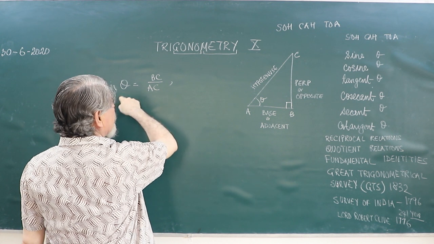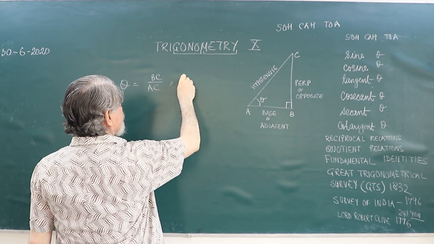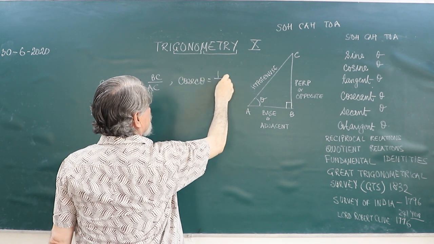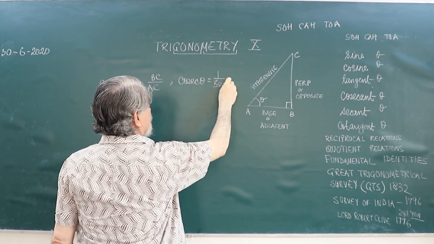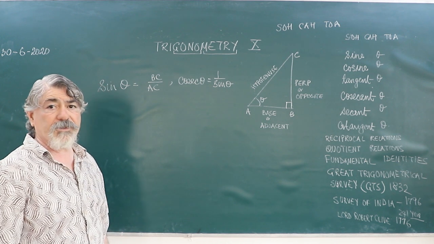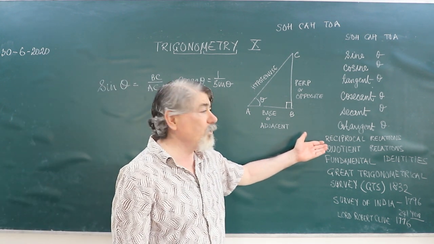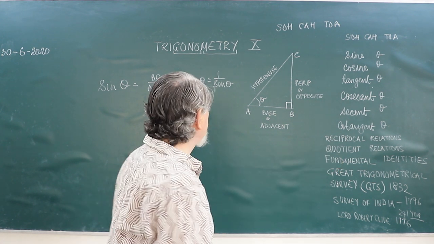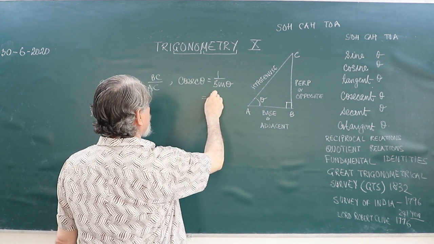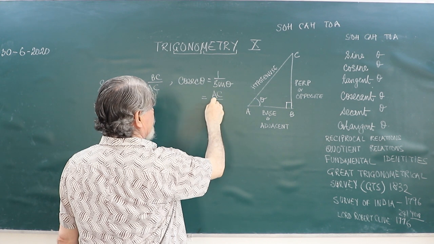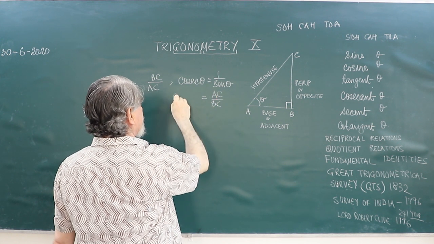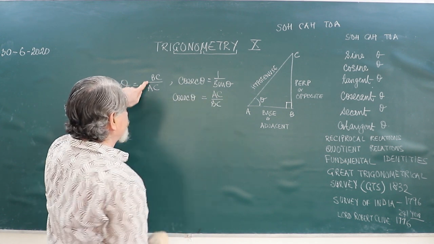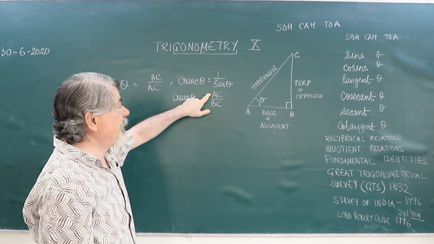Now if I want to calculate cosec theta, cosec theta is 1 upon sine theta. That is why they are called reciprocal relations. It will become AC upon BC. Cosec theta is AC upon BC, while sine theta was BC upon AC.